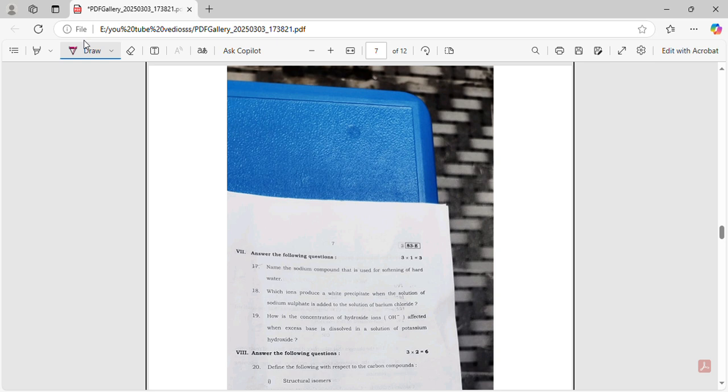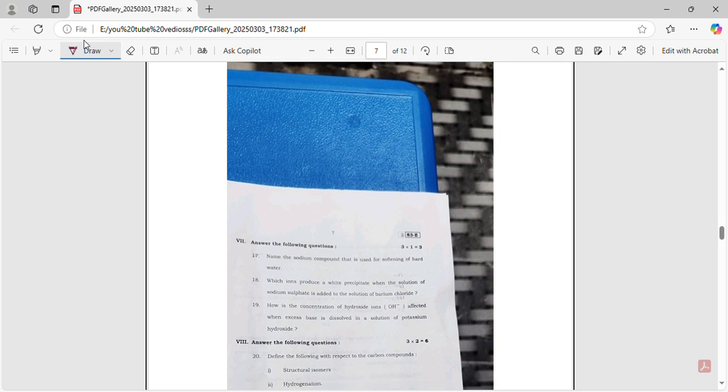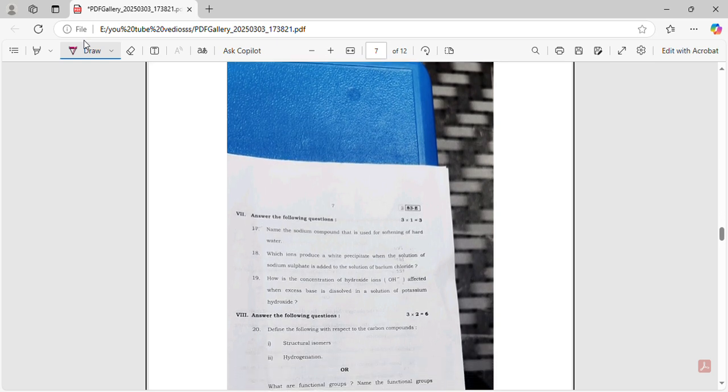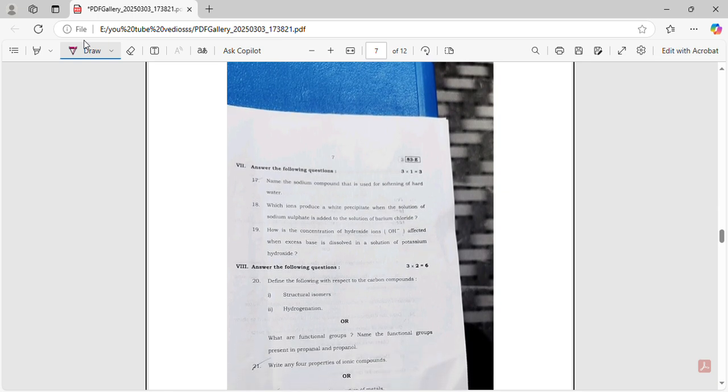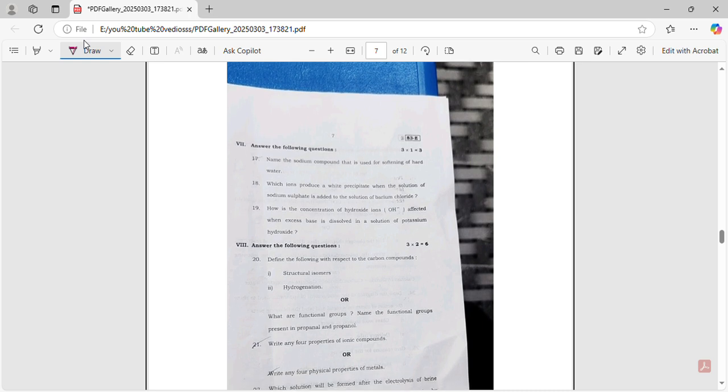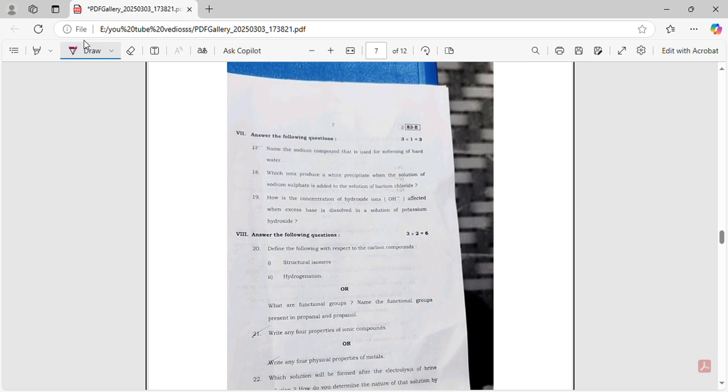Name the sodium compound that is used in softening of hard water. Obviously washing soda you can say, or sodium carbonate, just name you can say. Which ion produces a white precipitate when a solution of sodium sulfate is added to barium chloride? This also we have done, the reaction.